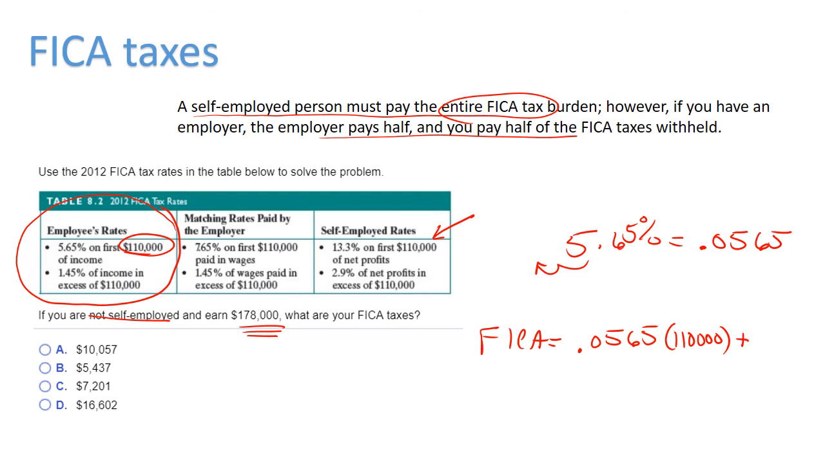Then I have to add to that this second part, this 1.45% of income in excess, because we had income in excess. So that would be 0.0145. And to get our excess, we would take our gross 178,000 minus that upper limit number, and we calculate this. When we calculate this, we end up with $7,201. I hope this has explained a little more about calculating your gross pay, your adjusted gross income, your taxable income, and a little bit more about taxes.